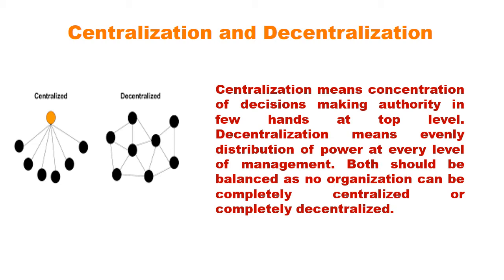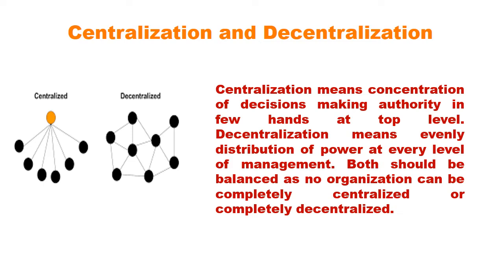Now, centralization means retention of authority at the top level of management, meaning all decisions are taken by the top management only, be it a big decision or a small routine decision. All decisions are taken by the top level of management. And decentralization of authority means delegation of authority at all levels of organization. You give the desired level of authority to all the 3 levels of management.